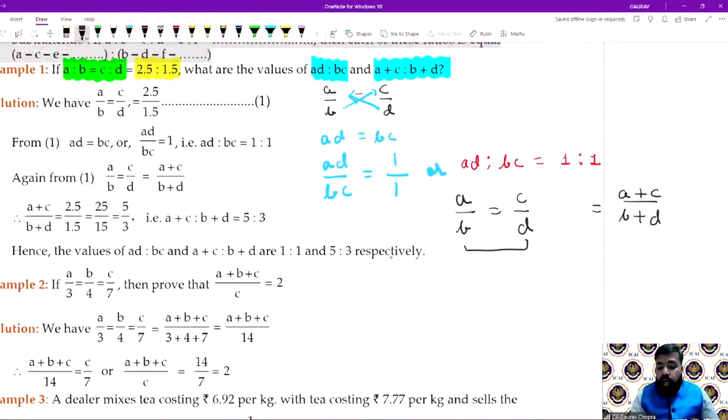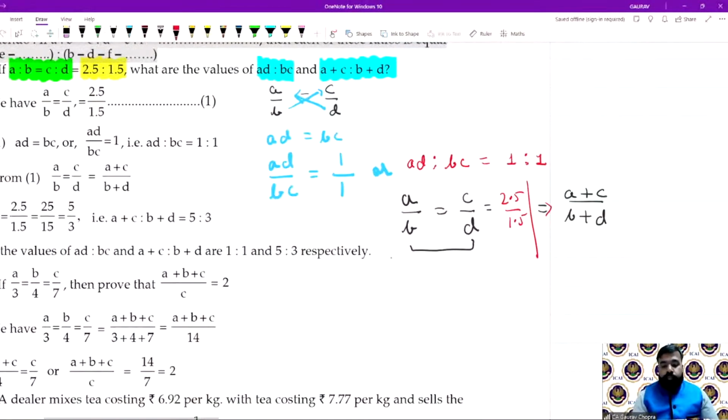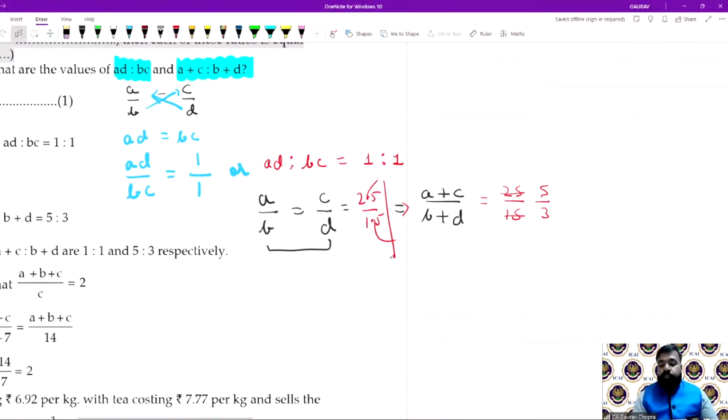Now these two are equal to a certain value. And what is that value? That value is 2.5 upon 1.5. So we can do some cancellations and right here we can remove the decimal first. So it is 25 by 15. And after that, doing the cancellation, we are getting 5 upon 3. So 5 by 3 implies 5 ratio 3. So simply what we have done, addendo.